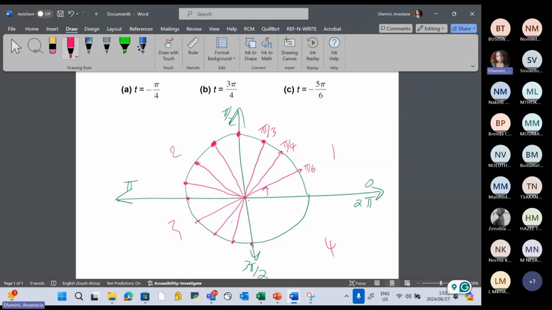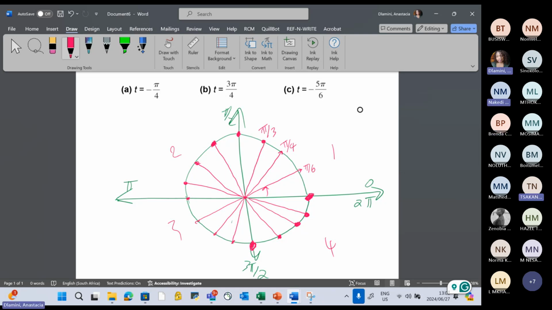Same applies here. You're starting here. So this will be 30 degrees from here. This will be 45 degrees from here, which is pi over 4, and this will be 60 degrees from here, pi over 3. Even if you start here and go down, this will be 30 degrees, which is pi over 6, pi over 4, and pi over 3. Are we all together there, guys?